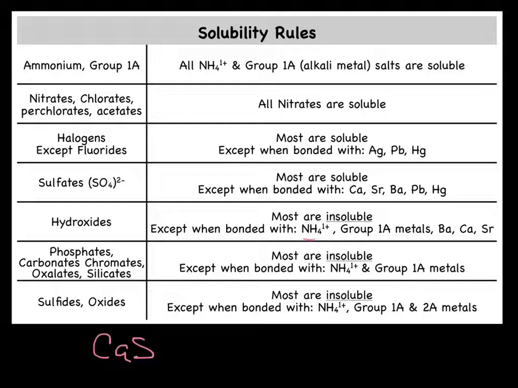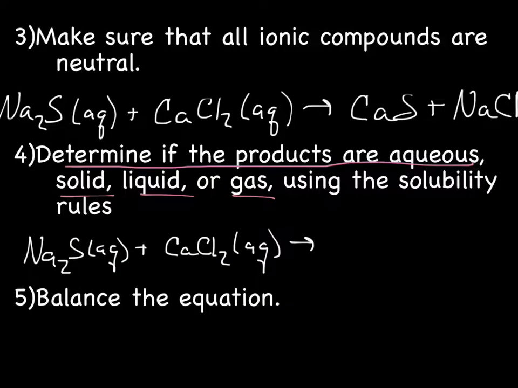Sulfides, right here, sulfides are insoluble, which would mean a solid, except when bonded with group 1A and 2A metals. Well, calcium's a group 1A metal. No, it's not. Group 2A metal. So it's going to be aqueous. Let's stick that in there. So now we know we have CaS, which is aqueous, plus, let's check out NaCl.